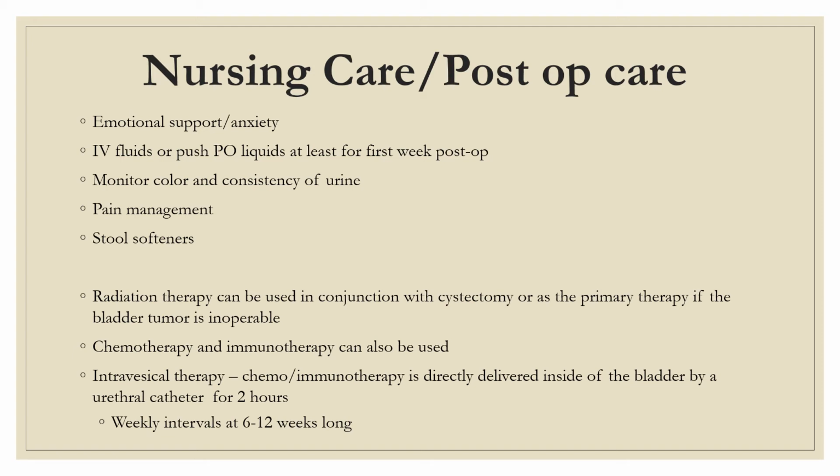There's also special radiation therapy that can be used in conjunction with a cystectomy, or radiation therapy can be used as the primary therapy if the bladder tumor is inoperable. Chemotherapy and immunotherapy can also be used. So what's very common is called intravesical therapy. So it's chemo and immunotherapy used together. And what this is, is chemo directly delivered inside of the bladder by a urethral catheter. And usually that's done over a 2-hour period. This is done in intervals 6 to 12 weeks long.